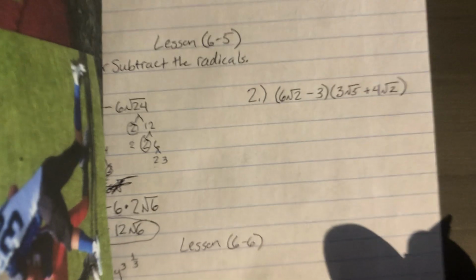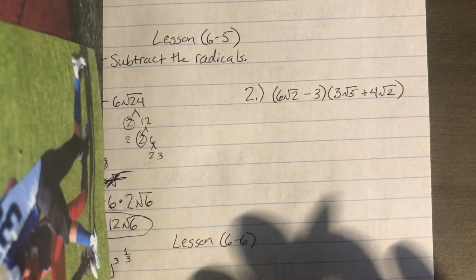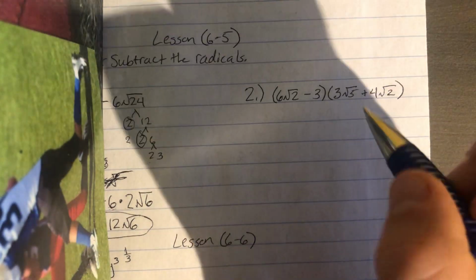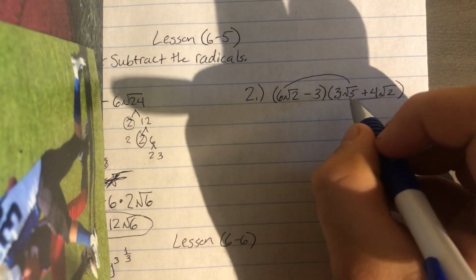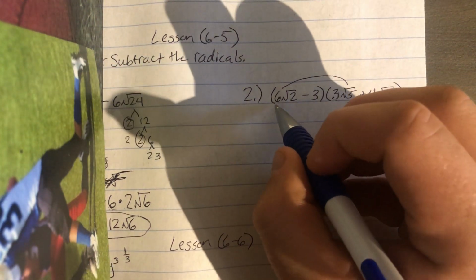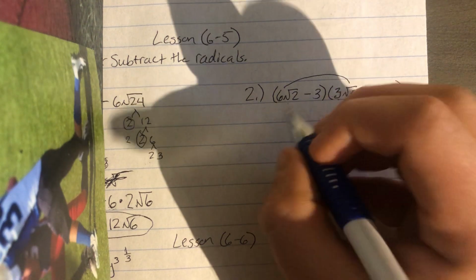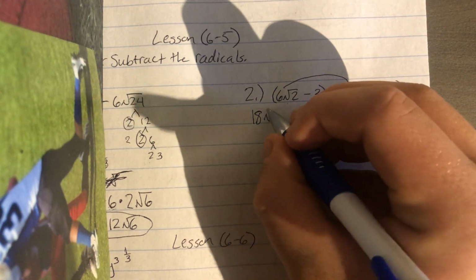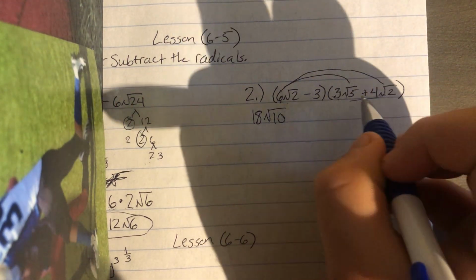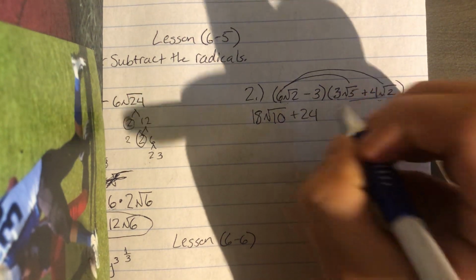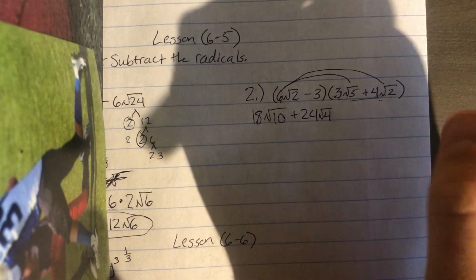Now for the second one here, we're going to multiply 2 sets of radicals. So first, we're going to distribute the 6 root 2 into both of these here. So 6 root 2 times 3 root 5. You're going to multiply the whole numbers, and you're going to multiply the radicals. So this is going to equal 6 times 3, 18, 2 times 5, 10. Simple enough. Then you're going to multiply with that: 6 times 4, 24, 2 times 2, 4. All right, we distributed that.